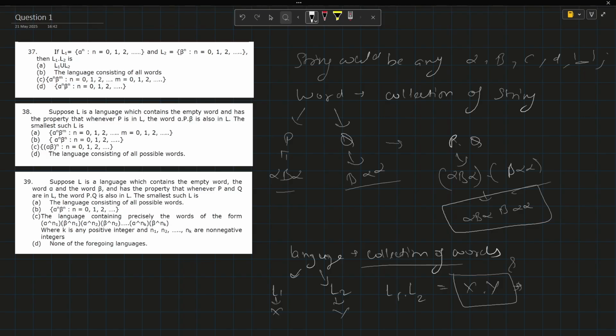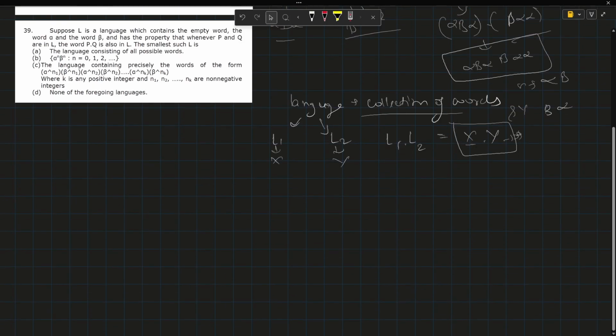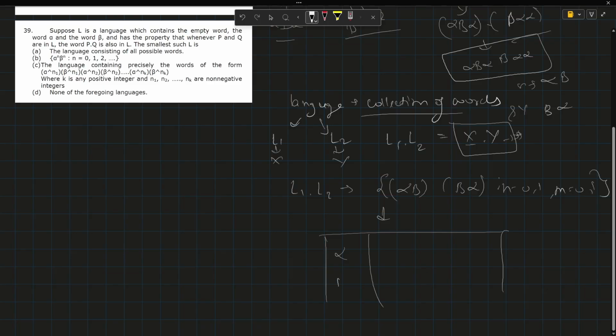For example, if X is alpha beta and Y is beta alpha, then this L1 dot L2 would be the concatenation of beta alpha by 0 1 and 0 1, or more specifically this would look like this. Like there's a two word, right, and there's a beta alpha.